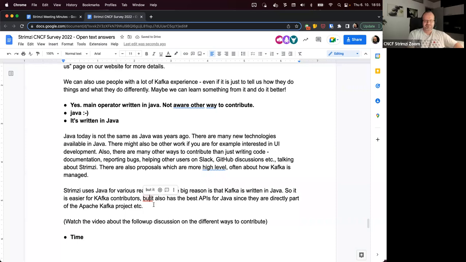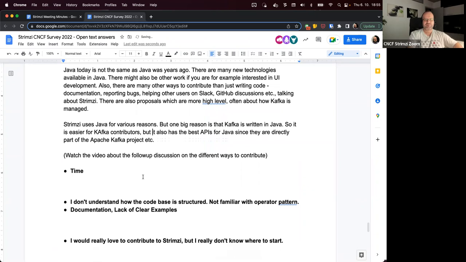Okay, does this capture it? Yeah. Okay, next one is time. I guess not much we can do about it. There are also many small issues, and again, different ways to help. It's not always just working for a month on some big code contribution.